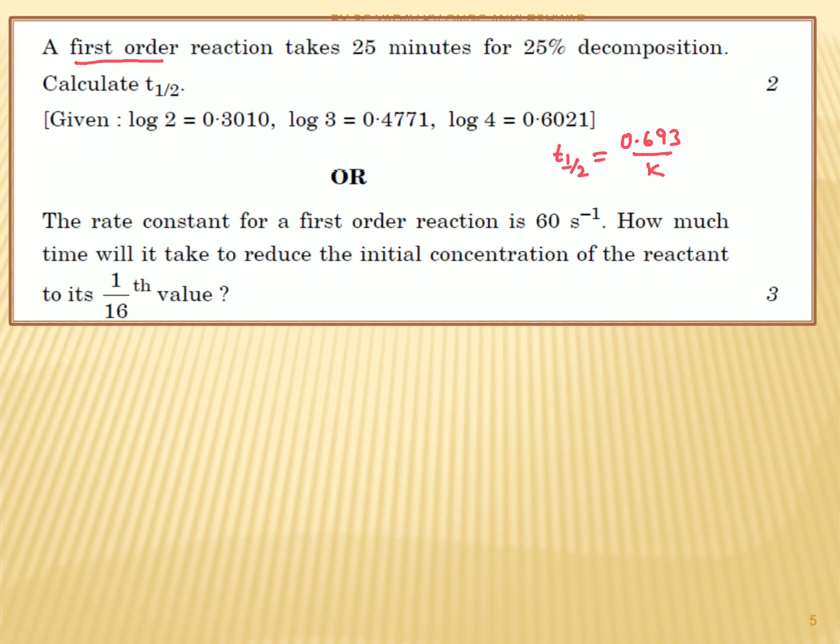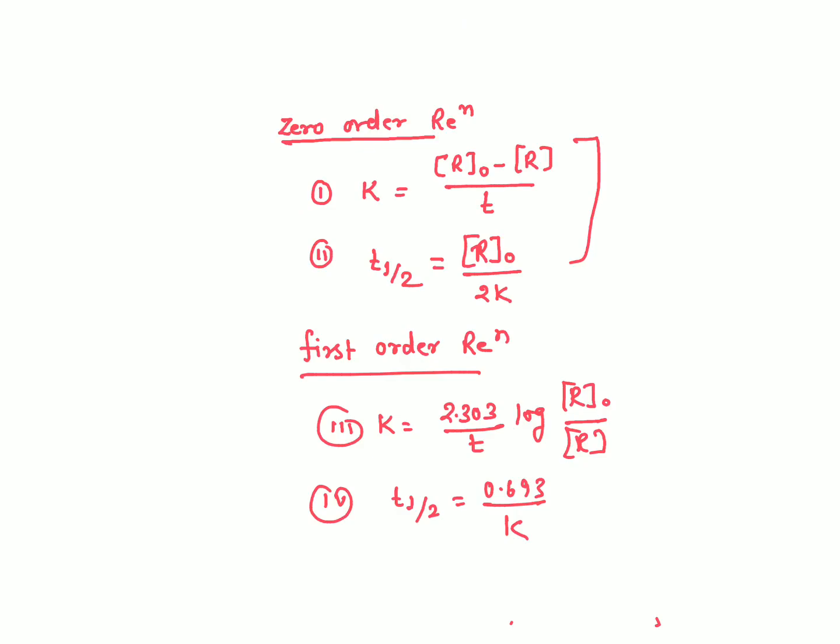And there is another question asked: the rate constant for a first order reaction is 60 per second. How much time will it take to reduce the initial concentration of the reactant to its 1 by 16th value? So these two questions, I will try to solve both. Okay, so in the first part, what is given?